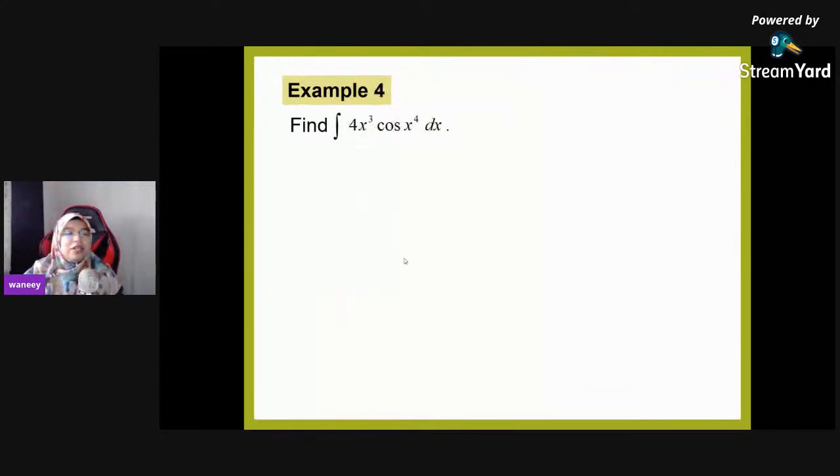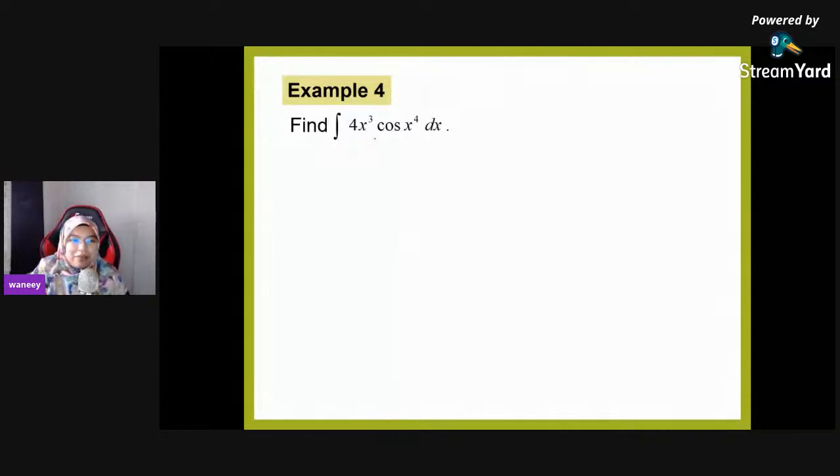Okay, so we have integrate 4x cubed cos of x to the power of 4 dx. So this one might not be that obvious. So you might need to test a little bit. What do you want to use as your u? Sometimes you have to think a little bit.